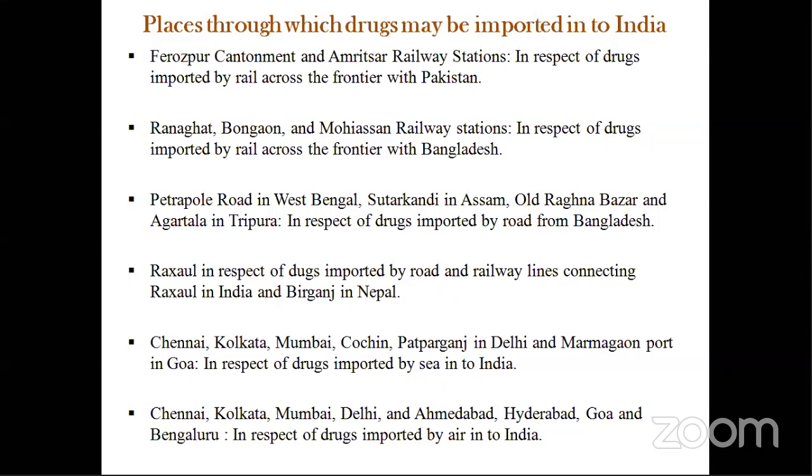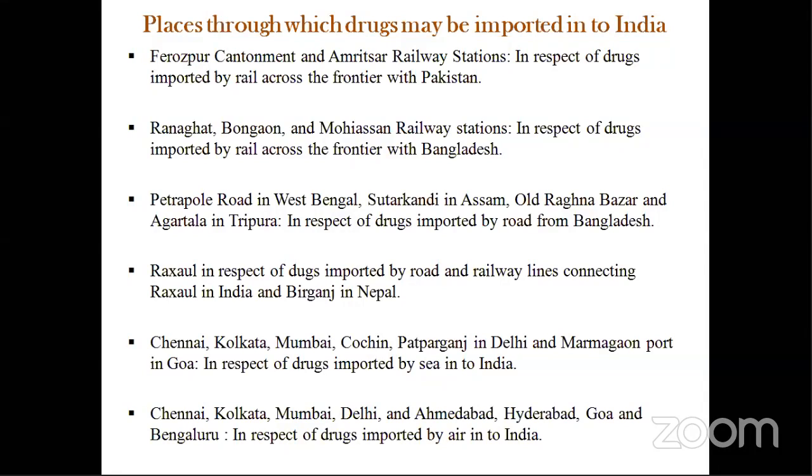The first is Firozpur Cantonment and Amritsar railway stations, which have a railway connection with Pakistan. Any type of drugs imported from Pakistan or transferred to Pakistan go through Firozpur Cantonment and Amritsar railway. Next are the Ranaghat, Bongaon, and Mohishasan railway stations. They have a direct connection with Bangladesh, because Bongaon and Ranaghat are the nearest stations to Bangladesh, and drugs and cosmetics are imported through those stations.